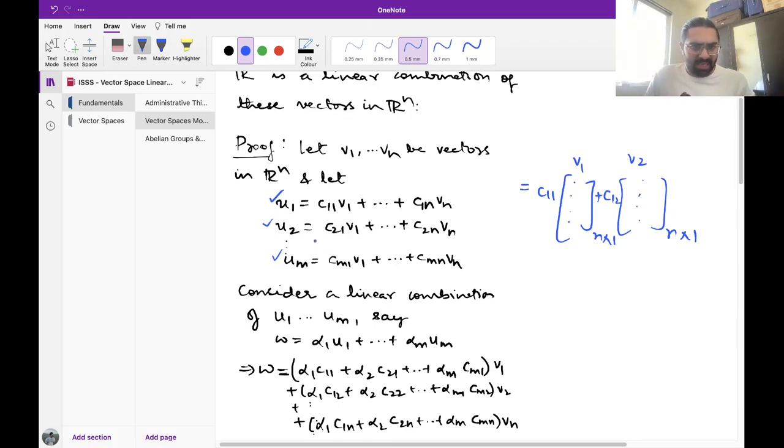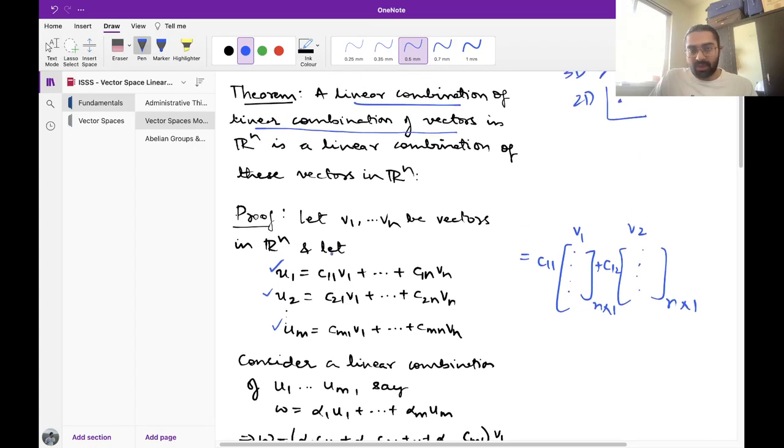Again, don't worry about the exact definition. We will come to it properly, rigorously. We'll define what it means and so on. So now what I will do is consider a linear combination of these vectors, which is what the theorem says.